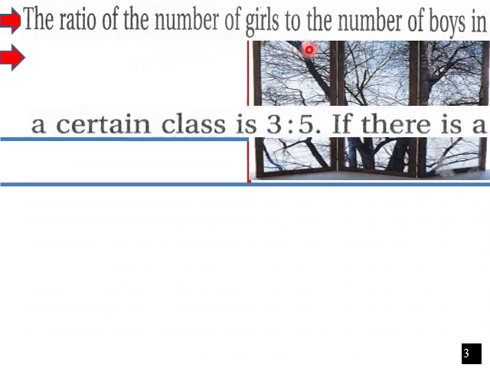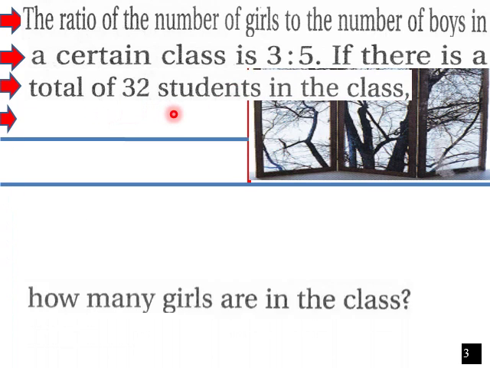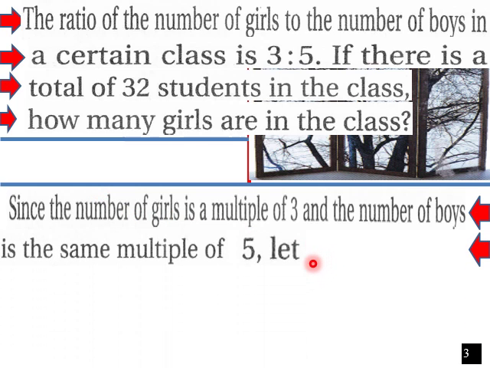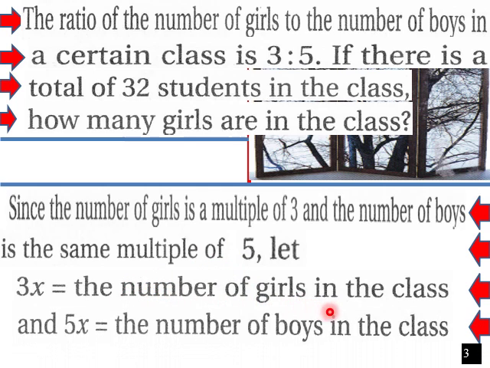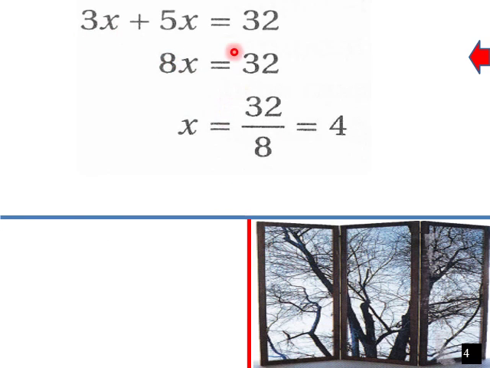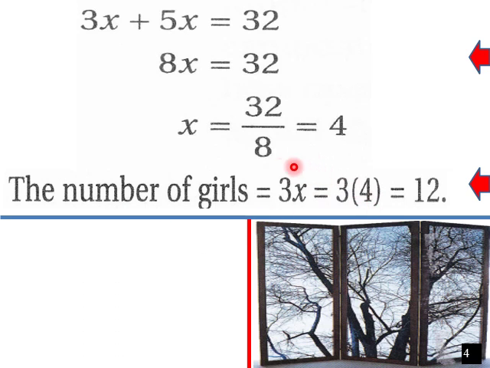The ratio of the number of girls to the number of boys in a certain class is 3 to 5. If there is a total of 32 students in the class, how many girls are in the class? Since the number of girls is a multiple of 3 and the number of boys is the same multiple of 5, let 3x be the number of girls in the class and 5x be the number of boys in the class. This goes in your notebook here. So we have 3x plus 5x equals 32, 8x equals 32, and then we solve for x. Then we plug that back into 3x, and we get 12.